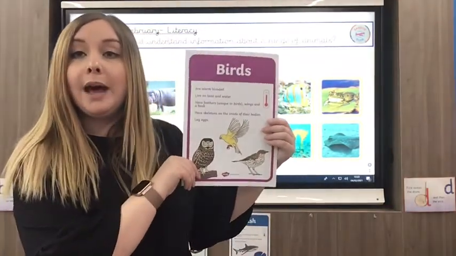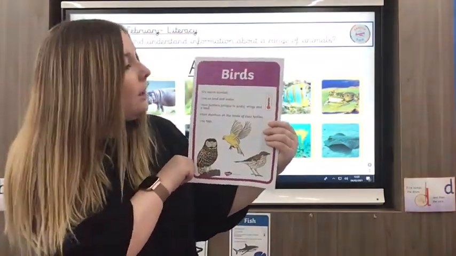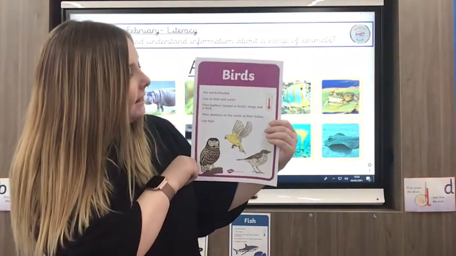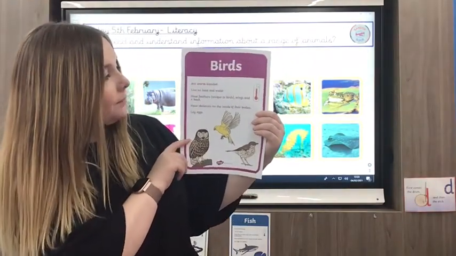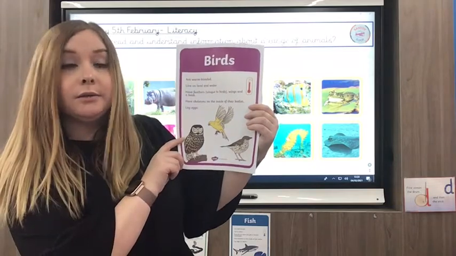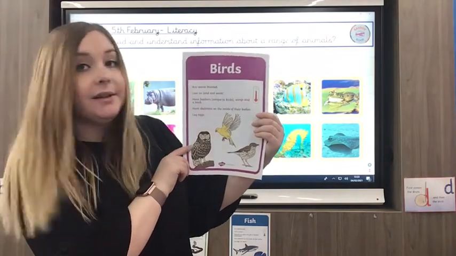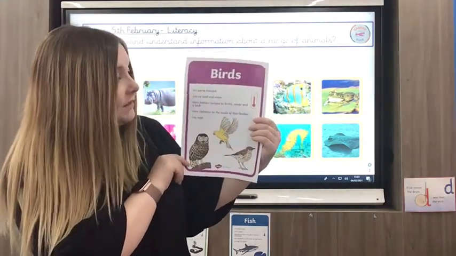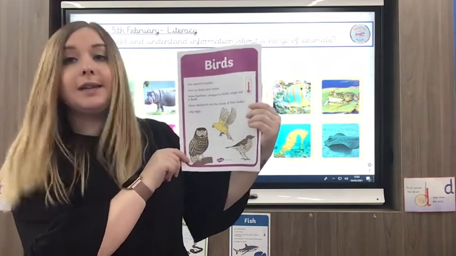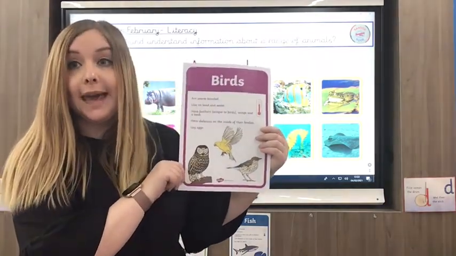Okay, we can also have a group of animals called birds. Birds are warm-blooded animals and they live on land and water. They have feathers, wings and a beak. They have skeletons on the inside of their bodies and they also lay eggs.